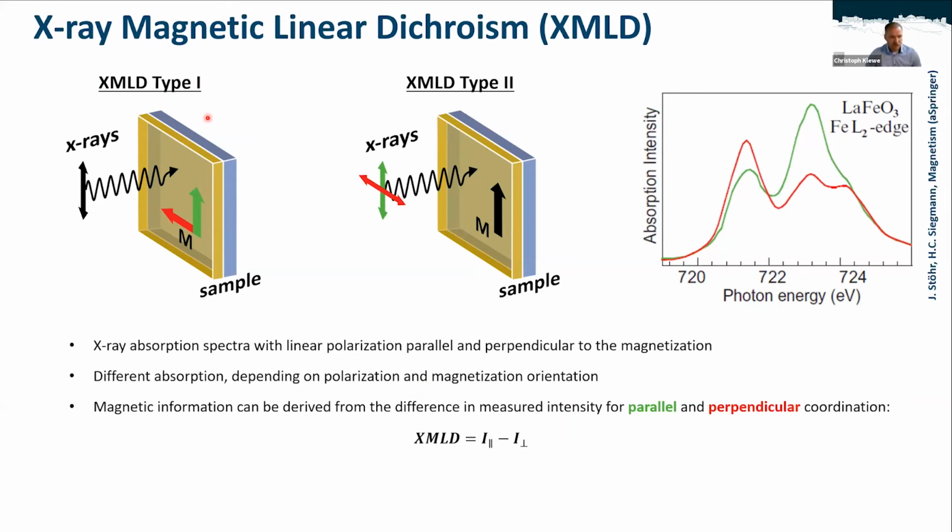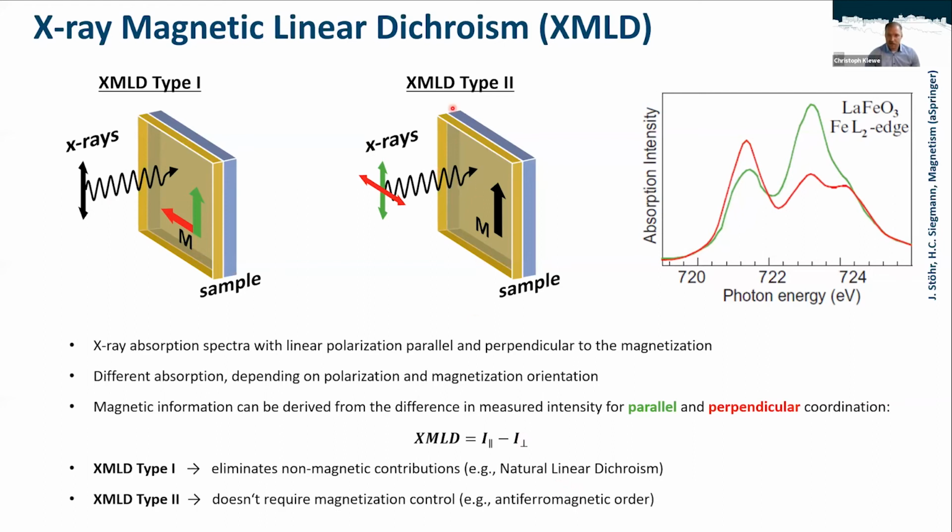And XMLD type 1 basically corresponds to switching the magnetization while measuring with a fixed X-ray polarization. And this is very useful if we need to eliminate non-magnetic contributions, like, for example, a natural linear dichroism, which can also show up. And the second type, XMLD type 2, corresponds to a measurement with switching the polarization and keeping the magnetization fixed. And the advantage of this geometry is that it doesn't require any magnetization control. So this is ideal if we want to look at antiferromagnetic order.